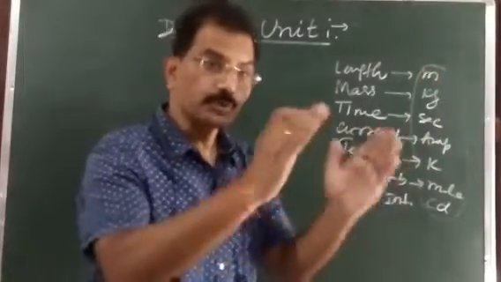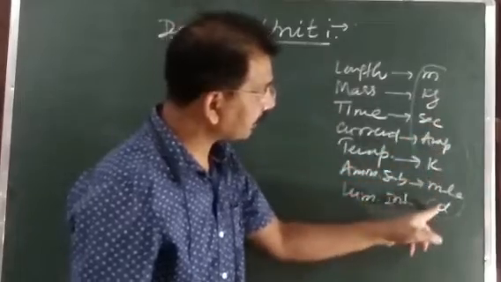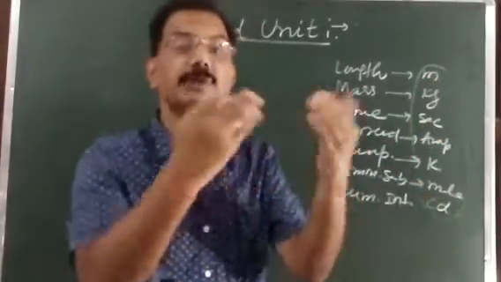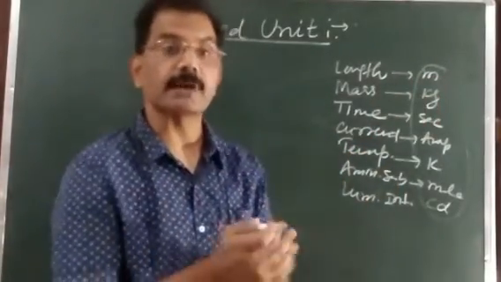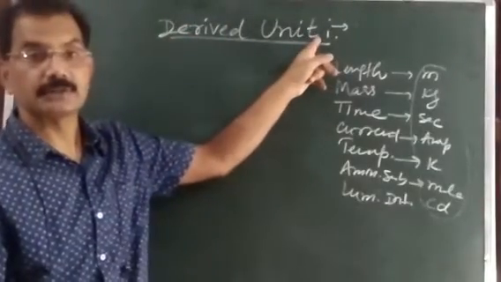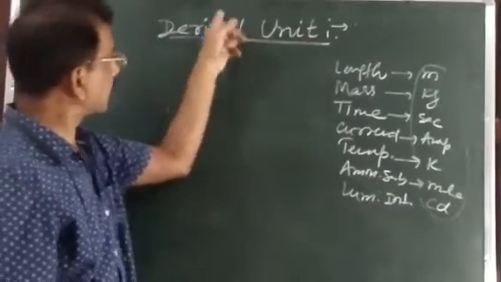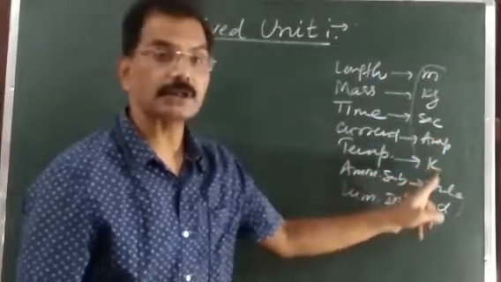Now, the unit which is derived with the help of these fundamental units, इन फंडामेंटल यूनिट से मिलकर के जो यूनिट बनाई जाती हैं या इन फंडामेंटल यूनिट की सहायता से जो यूनिट बनाई जाती हैं उनको क्या नाम दिया गया है? Derived unit. As it is clear, derived unit means this unit is derived किसकी सहायता से? With the help of the fundamental unit.